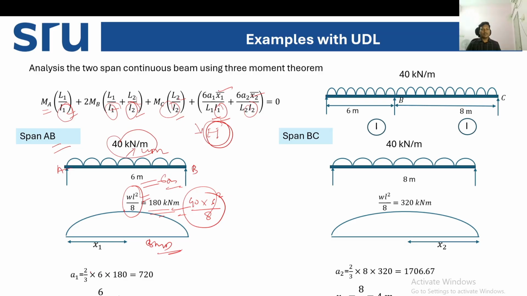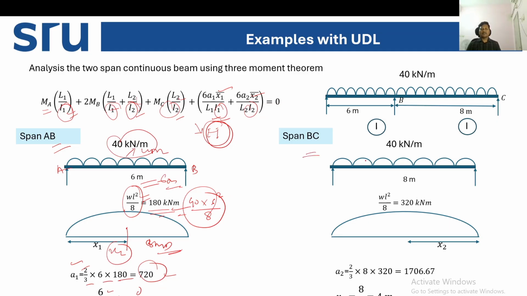Similarly, calculate the area one first. Area one is 2/3 of base into height. So 720 is your area one, and x1 and x2. X1 is the centroid to the left support, or x1 is L1 by 2, that is 6 by 2, 3 meter.